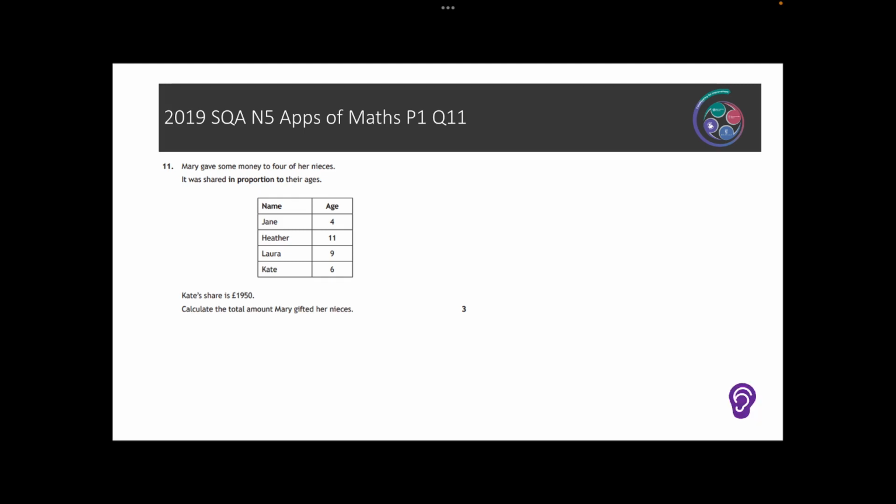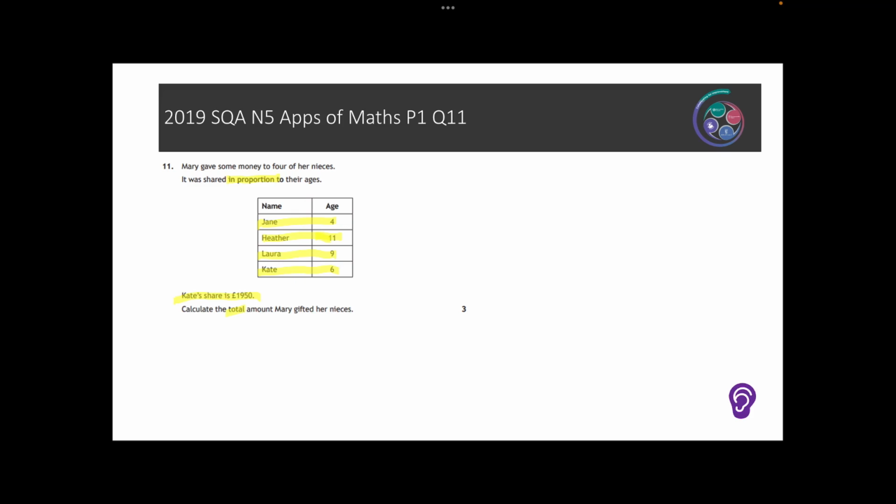So going back through that question, Mary gave some money to 4 of her nieces. It was shared in proportion to their ages. So that would mean the older they are, the more money they get. We've got Jane's 4, Heather's 11, Laura's 9, and Kate is 6. And we know that Kate shares £1,950. And we want to calculate the total amount that Mary gifted her nieces.